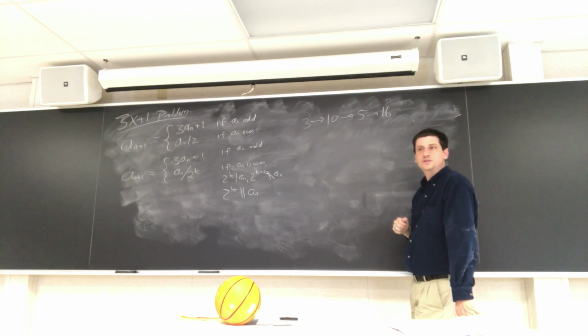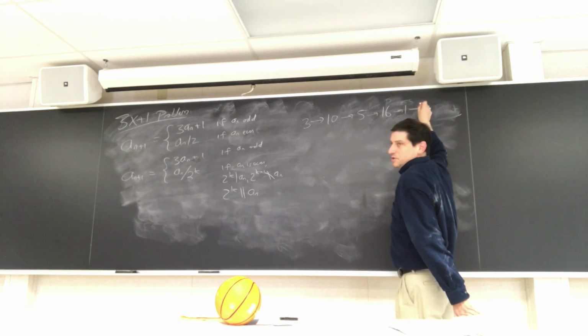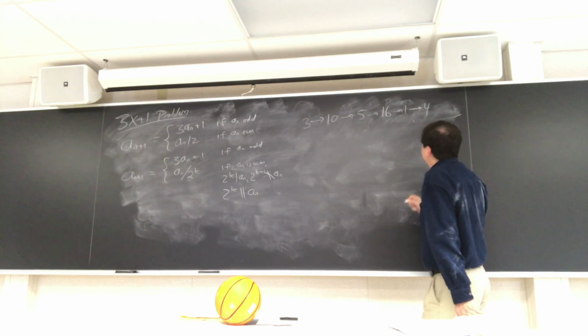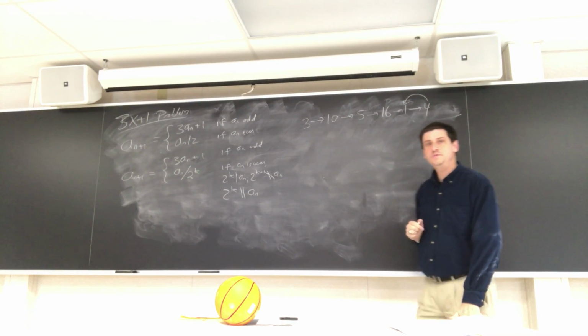When I pull out all the powers of 2, 16 goes all the way down to 1. 1 is odd, so multiply by 3, add 1, I get 4. And then what does 4 go to? 1. And now you just loop. Somebody give me another small number.